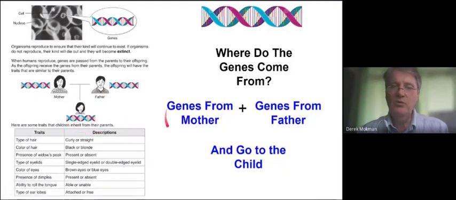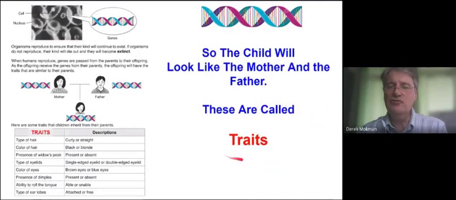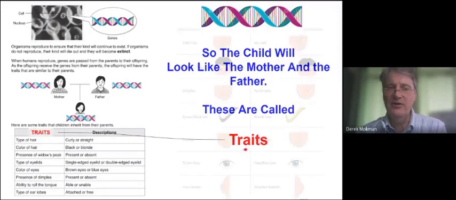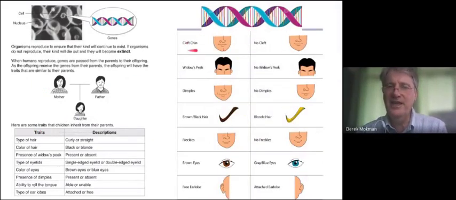So basically all genes come only from your parents. They only come from your parents and they make your child. Those genes give you traits. Examples of traits make you different from both your parents, but similar. So you look something like your mother, you look something like your father, but not exactly. They are called traits.